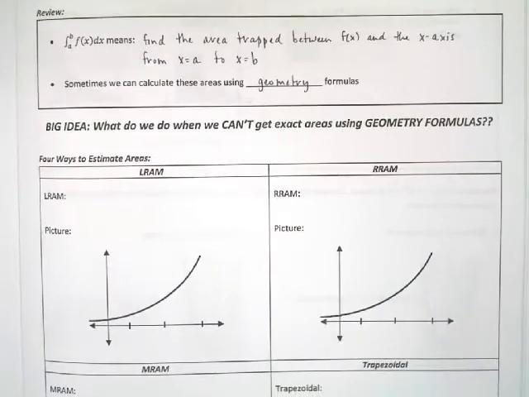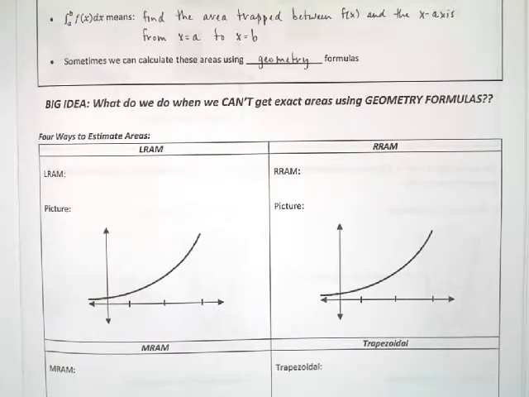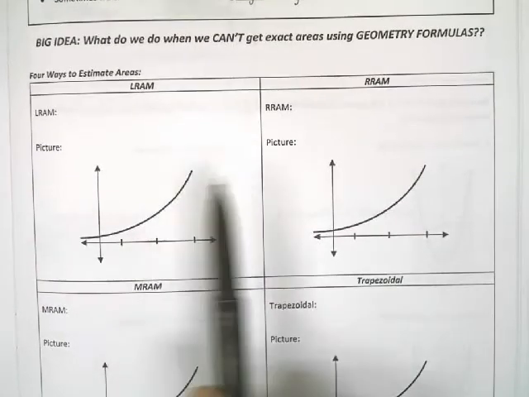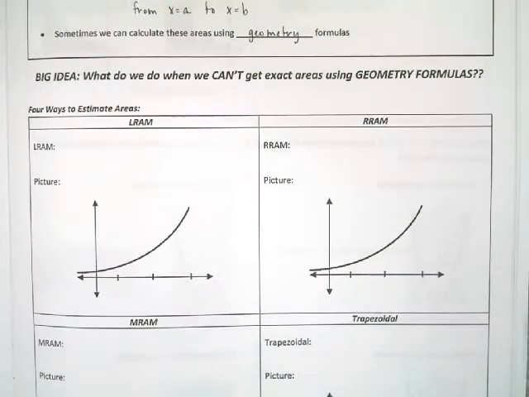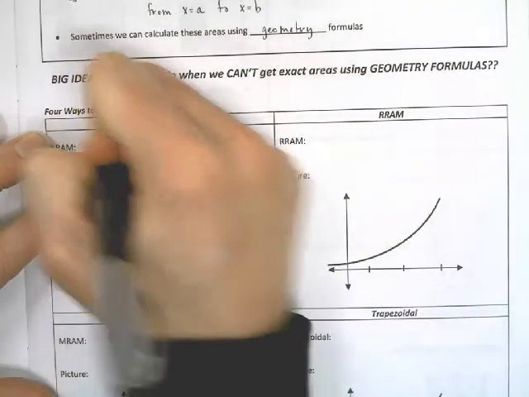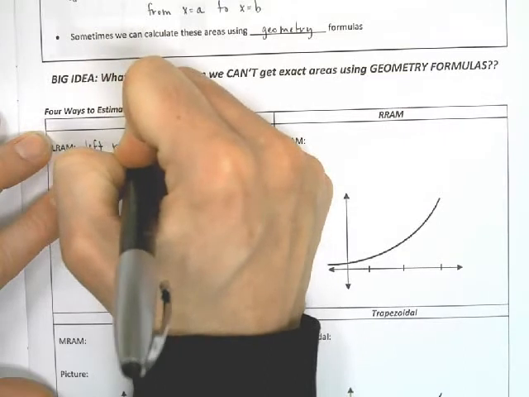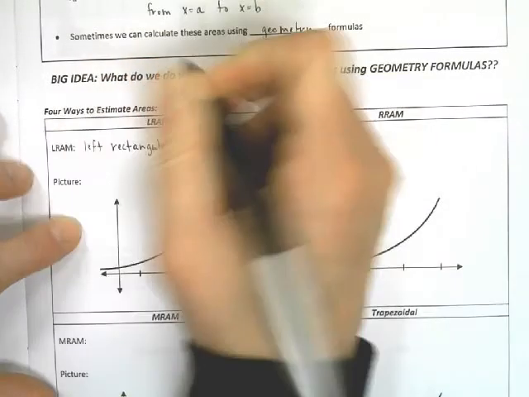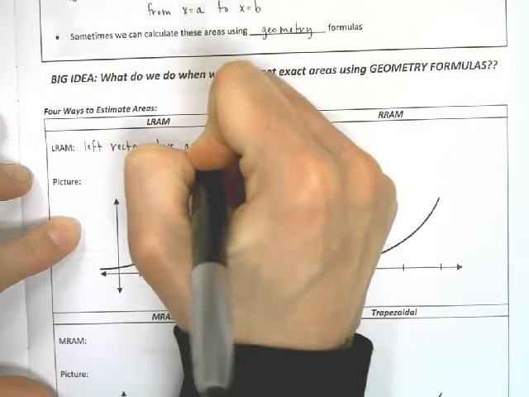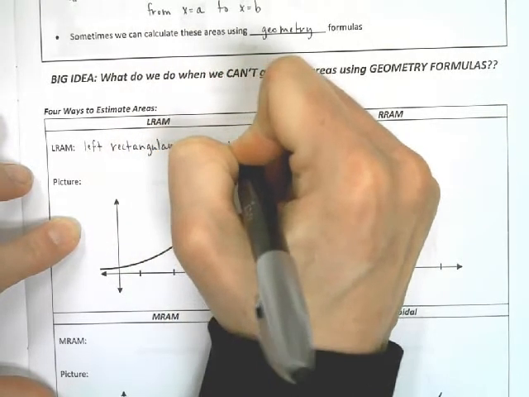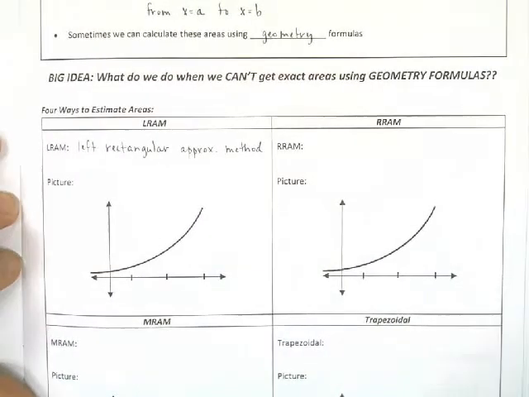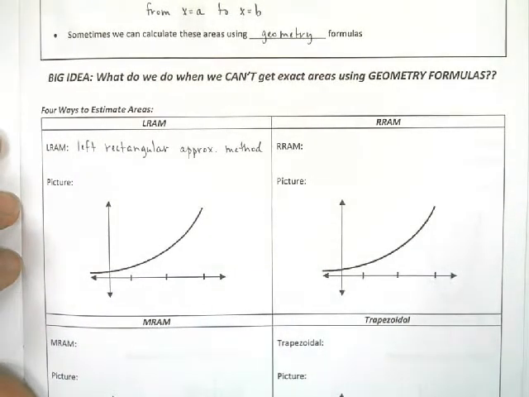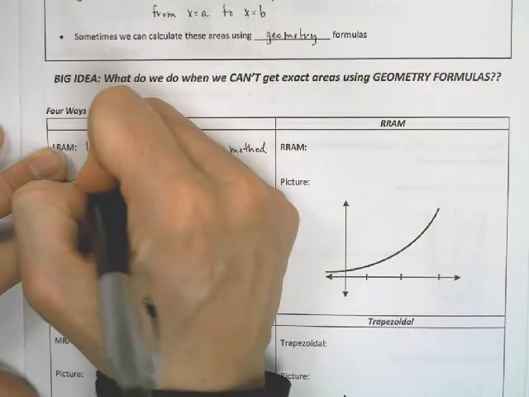Okay, so now we're going to have 4 new ways to estimate areas. You'll see here the names. We've got LRAM, RRAM, MRAM, and the trapezoidal method. Okay, so if we start here, LRAM stands for left rectangular approximation method. And a lot of times you'll see, especially when it comes to the test, instead of LRAM, you'll see this called a left Riemann sum.